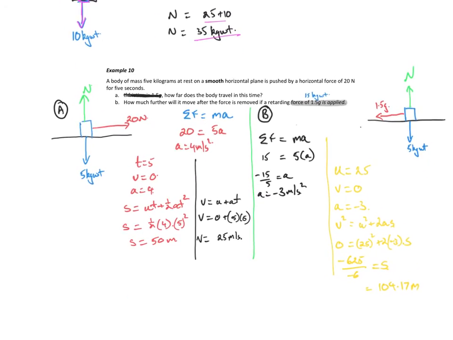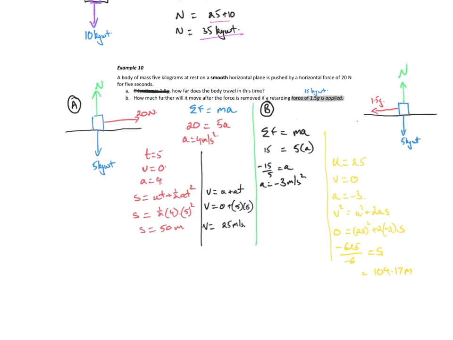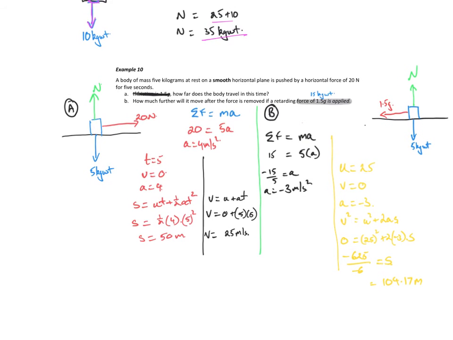Now, I've modified this question to suit your workbook. Same sort of thing. A body of mass 5 kilograms rests on a smooth horizontal plane, is pushed by a horizontal force of 20 newtons for 5 seconds. Now, how far does the body travel in this time?